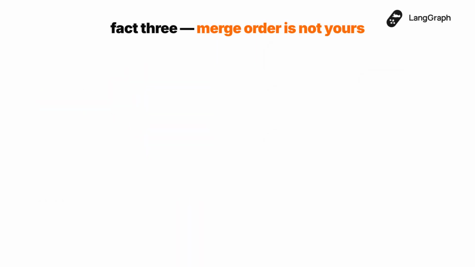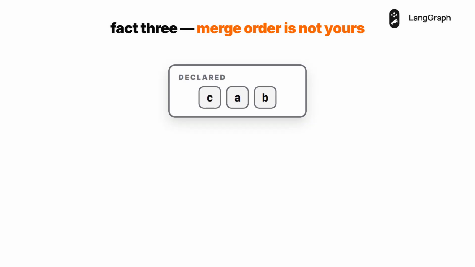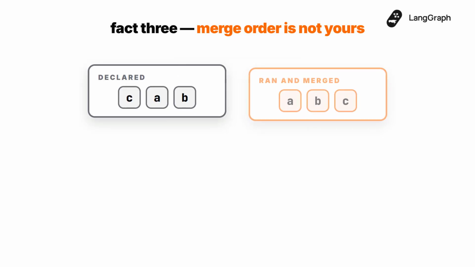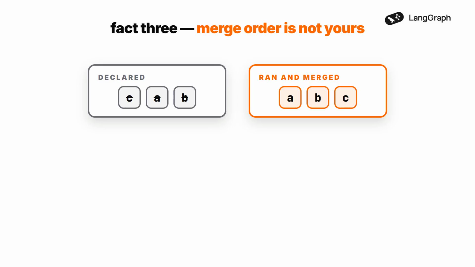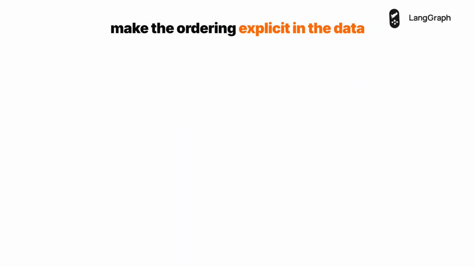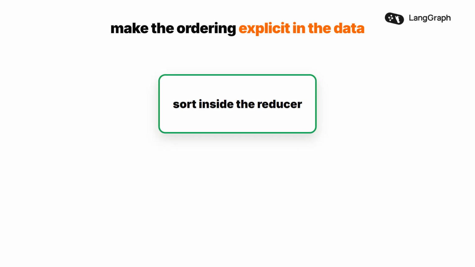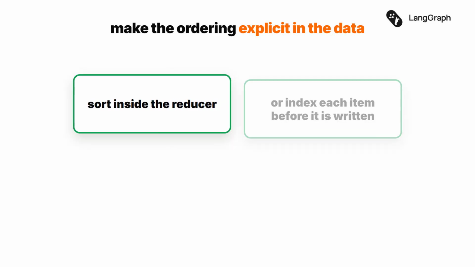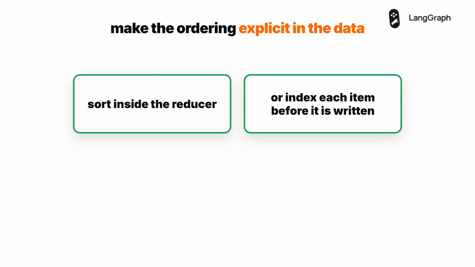Fact 3. And this is the one that surprises people. Merge order is deterministic, but it is not the order you declared the edges in. Look at the code. Those edges were added C, then A, then B. Now look at the output. Both the run order and the merge list ignore that completely. LangGraph picks the order itself, and your typing order is not a scheduling hint, so if the order of results genuinely matters to you, do not encode it in edge declarations because that will quietly stop being true. Sort inside your reducer or attach an index to each item before it gets written. Make the ordering explicit in the data, where you actually control it.